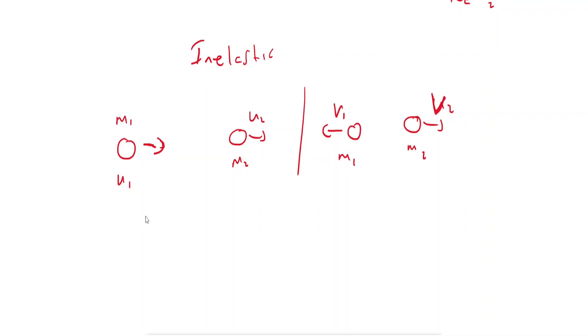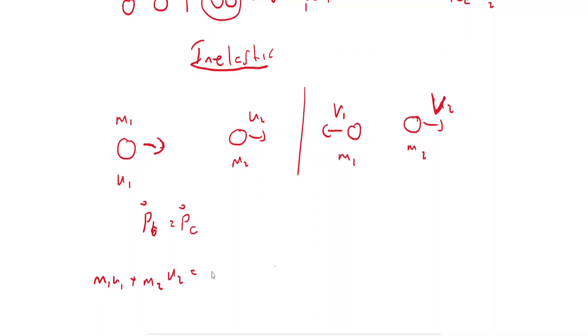So here you still have the situation whereby the momentum before is going to be equal to the momentum after. All right. So the momentum before is going to be m1 u1 plus m2 u2. It's going to be equal to m1 v1 plus m2 v2. Now the speeds are different.